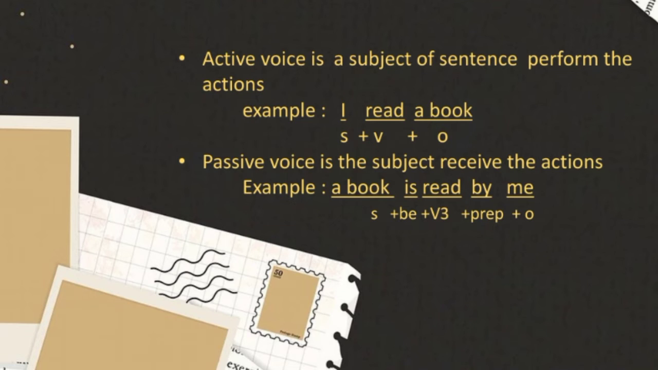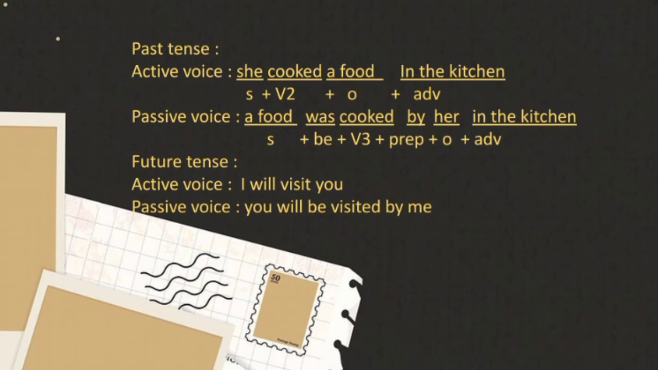For another level, I'll give you an example. If we use past tense in active voice, like "She cooked food in the kitchen", and we want to change to passive voice, it will become "The food was cooked by her." Don't forget to add to be and the preposition by in passive voice.